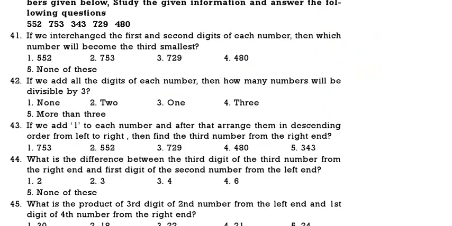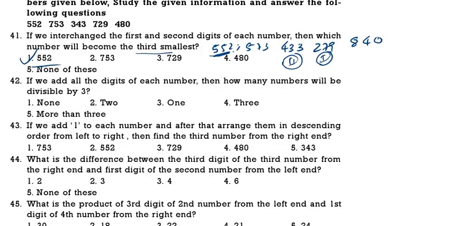Study the following information, then answer the question. Here we are having some numbers. Based on that, we should answer the question. If we interchange the first and second digit, then it becomes 552, 573, 433, 279, 840. Then which one will be the third smallest? This is the first smallest. This is the second smallest. 552 is the third smallest.